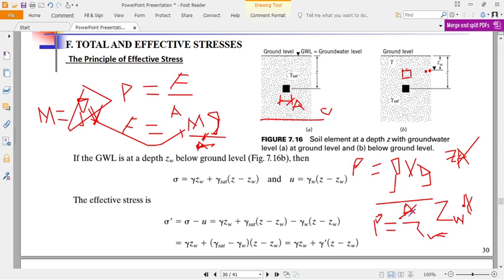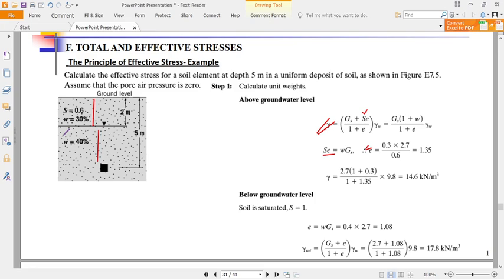Will give you the void ratio. So with the void ratio determined with S known, which is 0.6, Gs is 2.7, and e has been determined as 1.35, then you can calculate the bulk density of soil above the water table. Then again, you can determine the bulk density below the water table.